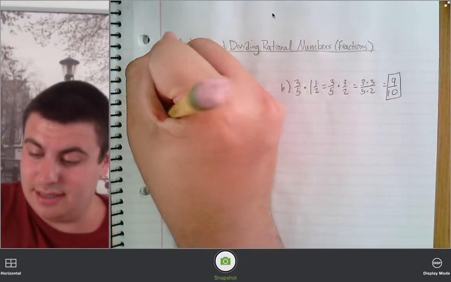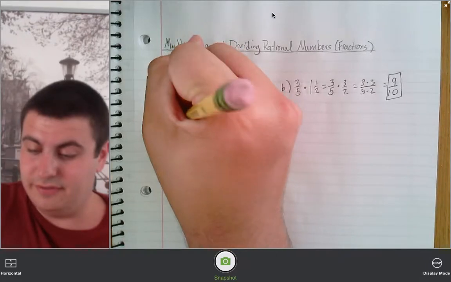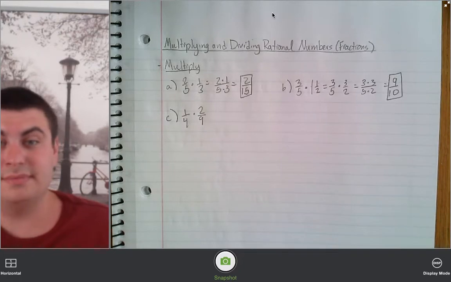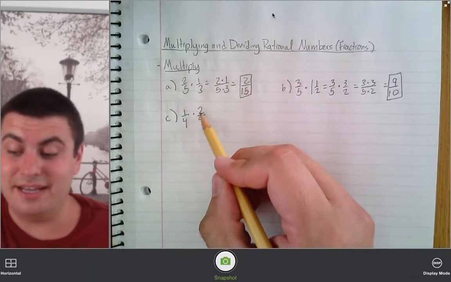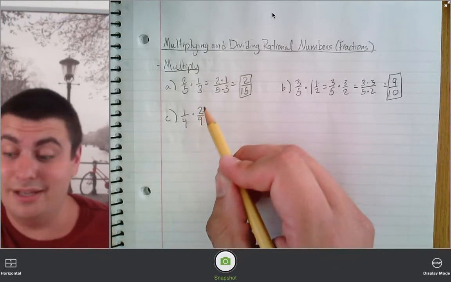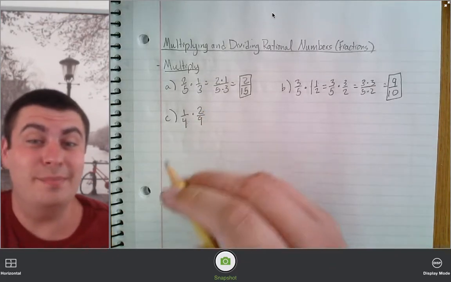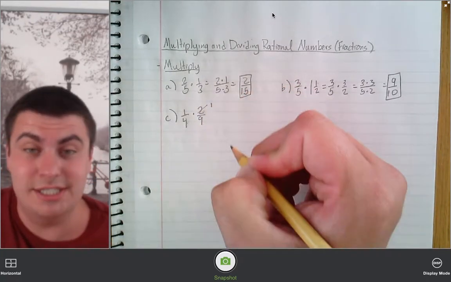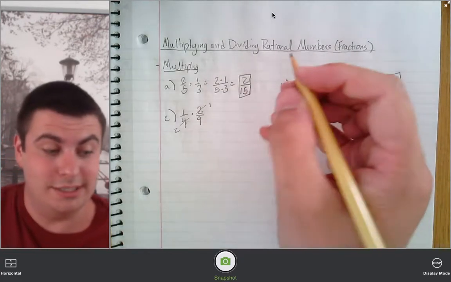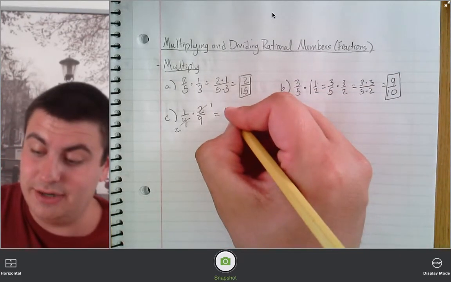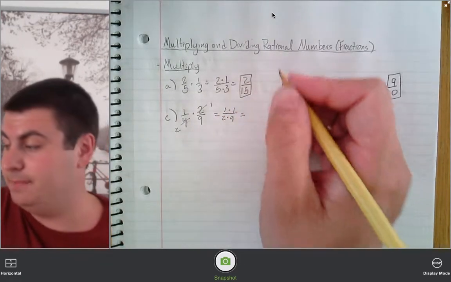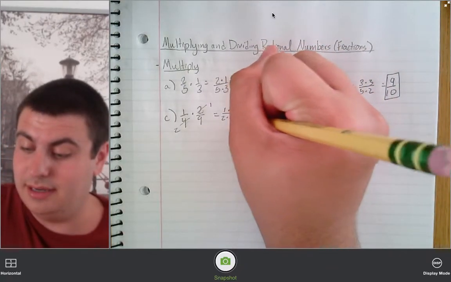Alright, let's look at this one. We have 1/4 times 2/9. In this case, we have a common factor in the numerator and the denominator. So we can simplify those right away. We see this 2 and the 4. We can divide both of those by 2, which would turn this into a 1 and that into a 2. Now, when we multiply straight across, we can do a 1 times 1 over 2 times 9 and be left with 1/18.